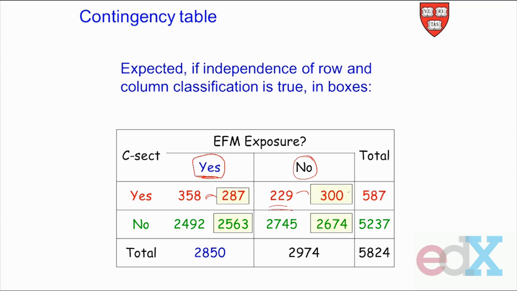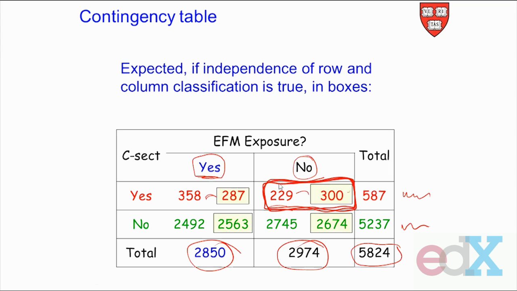So the question is, sure, if we went off and tried this on another 5,824 deliveries, even if we had the same number here and the same number here, we're going to get some numbers different. These are going to be slightly different next time we do this. So we do expect some variability every time we repeat this. But the question is, is this difference too big, or can we just attribute it to chance?